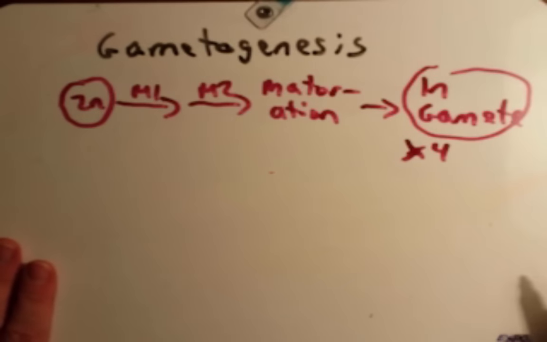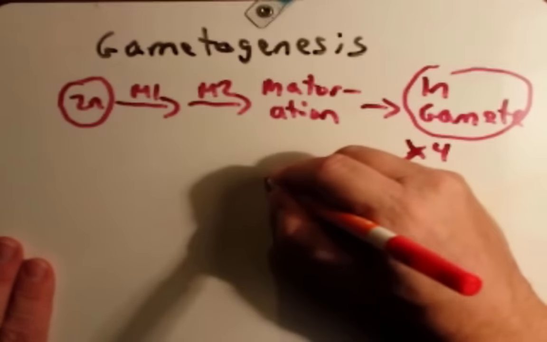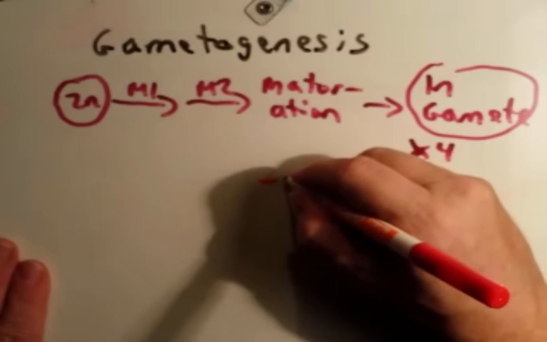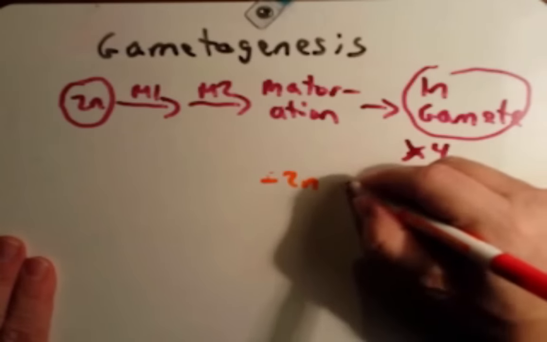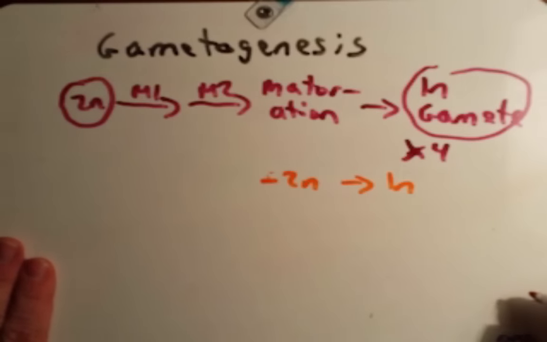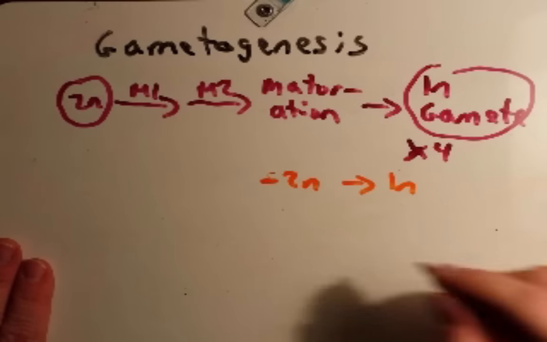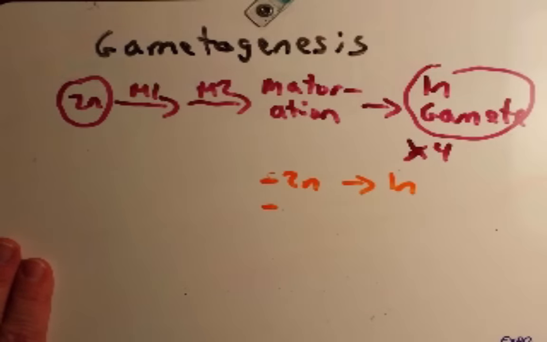Now, these gametes, remember, are different than the original parent cell. They're different because of, well, a few reasons. We can go ahead and list some of these reasons. One is you go from a diploid cell and you take that down to a haploid cell, so you have half the chromosomal content. In addition, the process of meiosis generates a great deal of genetic diversity.